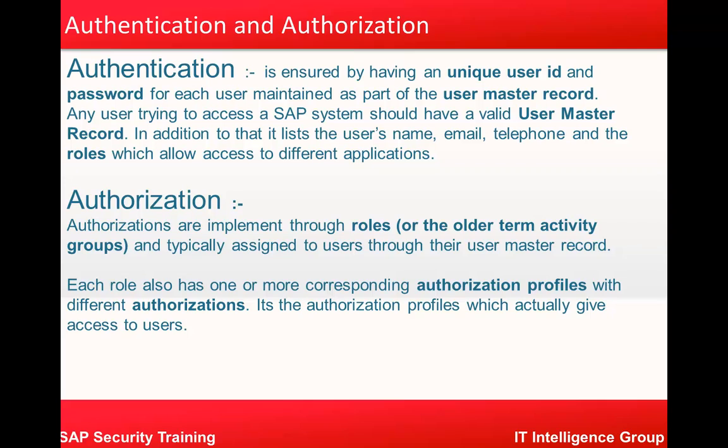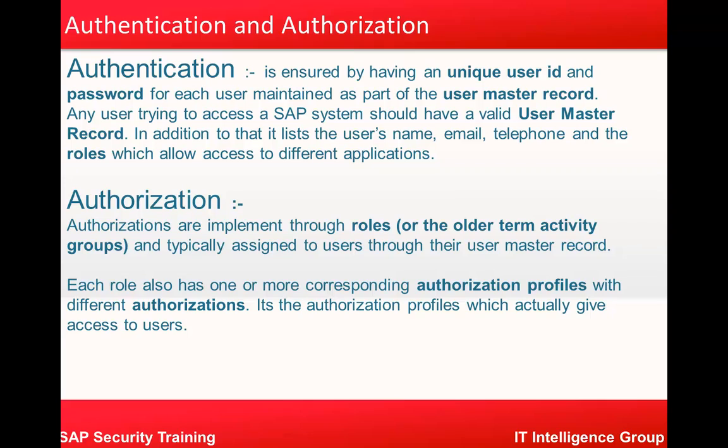Authorizations are implemented through roles, or the older security term, activity group, which was used in the previous versions of SAP, and typically assigned to users through their user master record. Each role has one or more corresponding authorization profiles with different authorizations. It is the authorization profile which actually gives access to users.